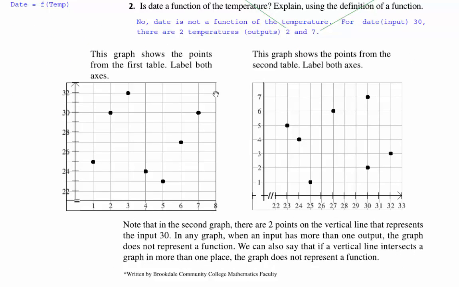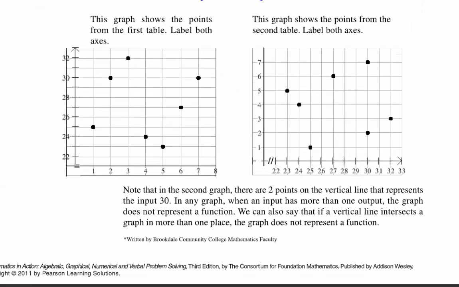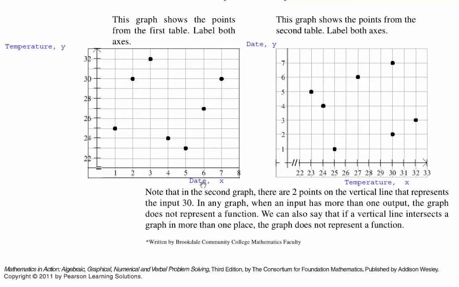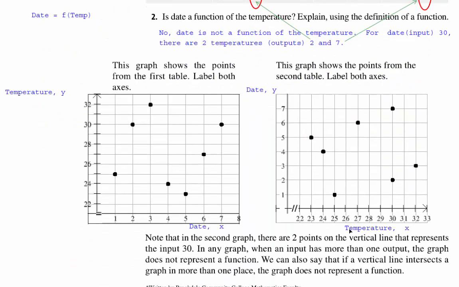Next, we're asked to look at some graphs. Okay, so the graphs show the points from the first table. Right, so this particular graph is displaying the points from this first table. And we're asked to label the axis. So the first table had date as the input and temperature was my output. The second table had temperature as the input and date as the output. So remember, the input is what you place along the horizontal axis, or sometimes the x-axis, and the output is on the vertical axis, and in some cases we call that the y-axis.